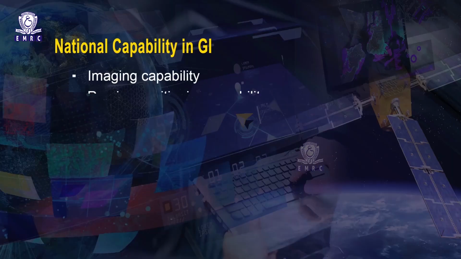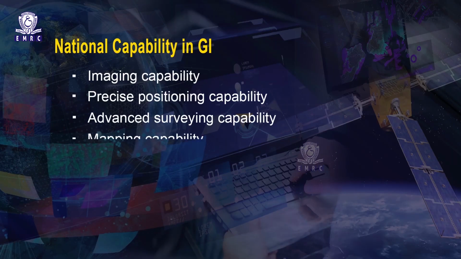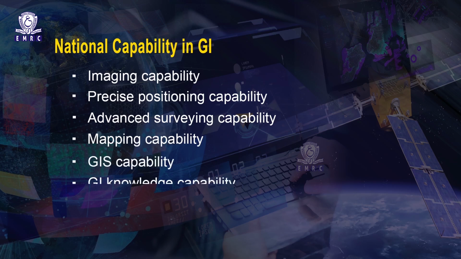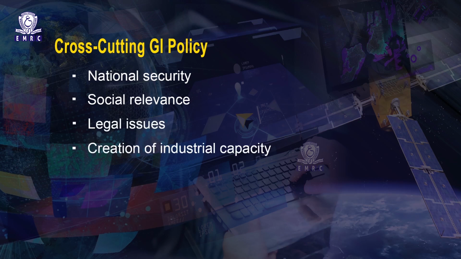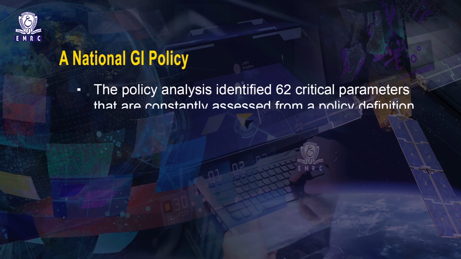Those are image capability, precise positioning capability, advanced surveying capability, mapping capability, GIS capability, GI knowledge capability and GI policy capability. In addition, 4 major cross-cutting GI policy considerations were identified as key factors for policy definition: national security, social relevance, legal issues and creation of industrial capacity. Based on these 7 segments and 4 cross-cutting considerations, the policy analysis identified 62 critical parameters that are constantly assessed from a policy definition point of view.